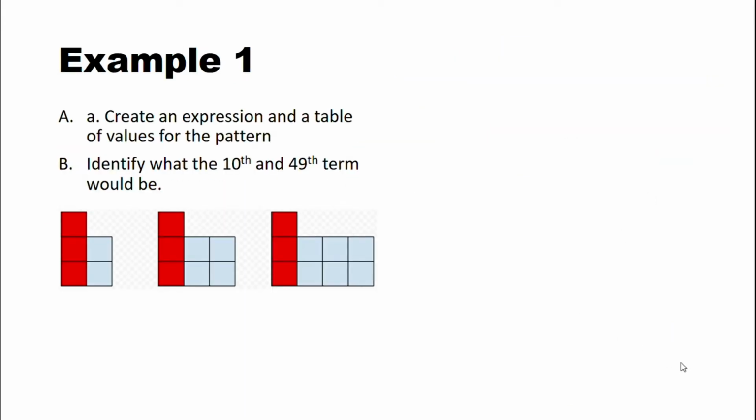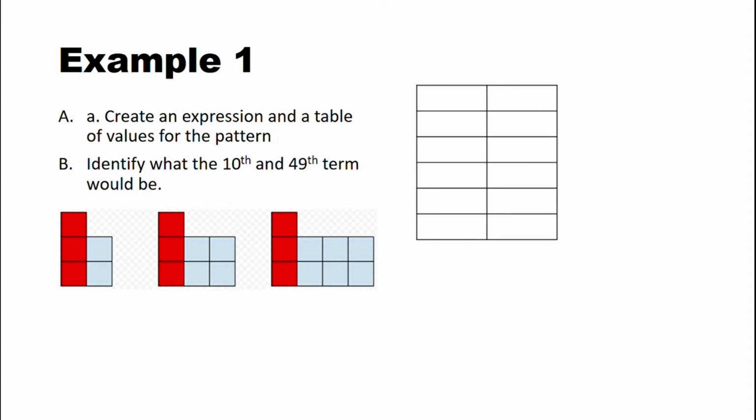Okay, so let's start with an example. Example 1: a, create an expression and a table of values for the pattern, and b, identify what the 10th and 49th term would be. You could do either one first, but I always like to start with a table of values. So the first thing I'm going to do is label my table of values as term and output. And this could be blocks, but it's not always blocks. Sometimes it's squares, sometimes it's toothpicks, who knows what it is. So I'm just going to put output and term because they're pretty generic terminologies for what we're doing.